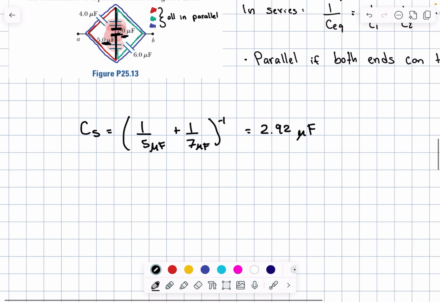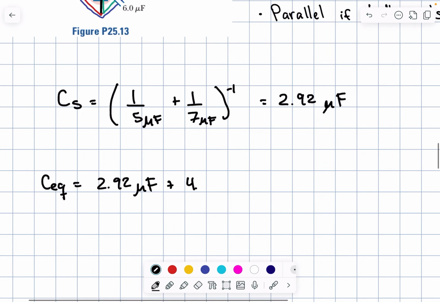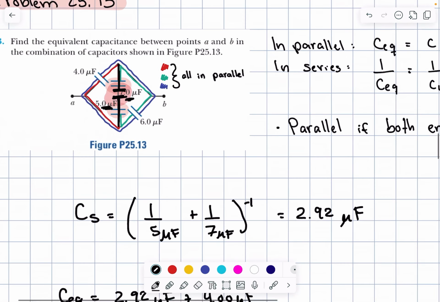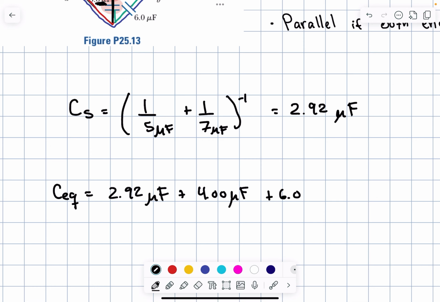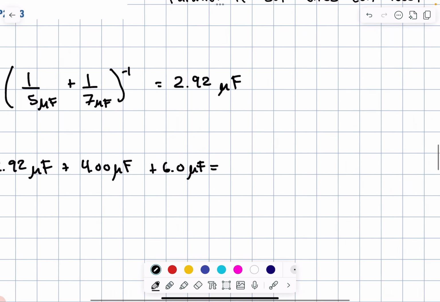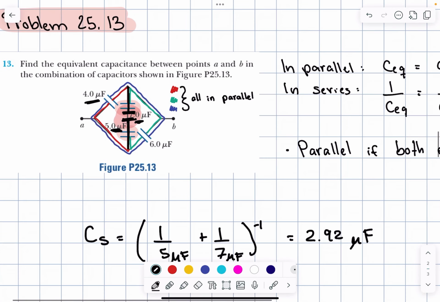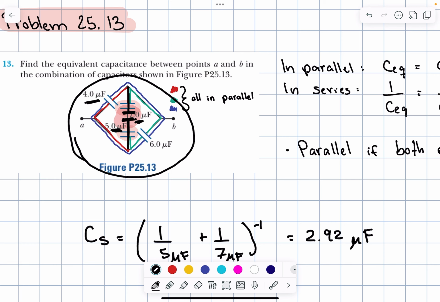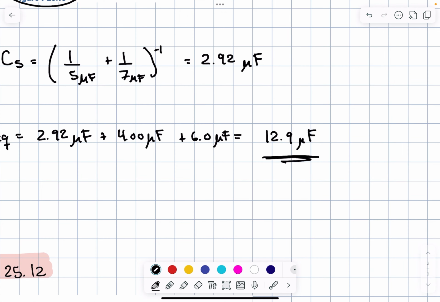So then my final equivalent capacitance is just going to be equal to, well, my 2.92 microfarad one in the middle plus the 4.0 microfarad one. I had an extra 0, it doesn't matter. Plus 6.0 microfarad. I add all that up together, 12.9 microfarad. The idea here is I took this weird looking system of capacitors and I said, well, it's acting as though it's one capacitor that has a capacitance of 12.9 microfarad.